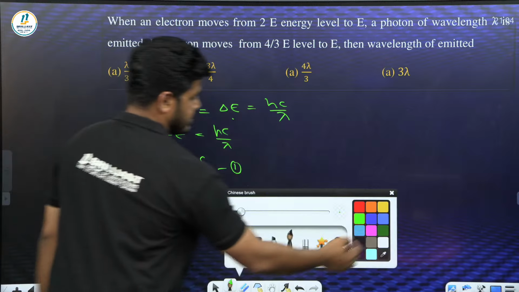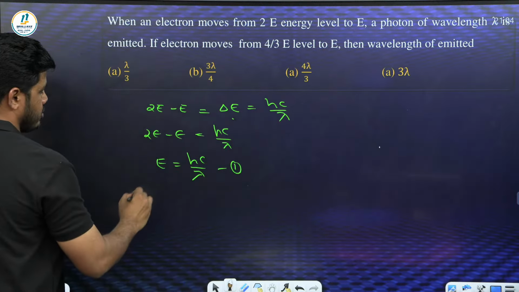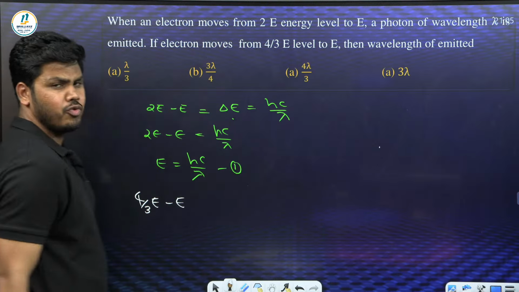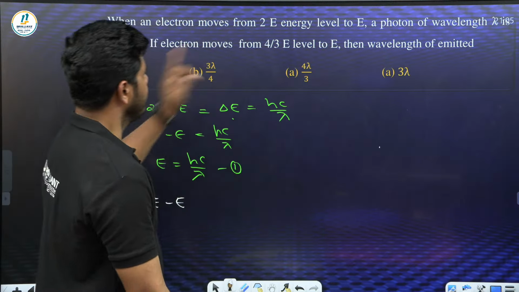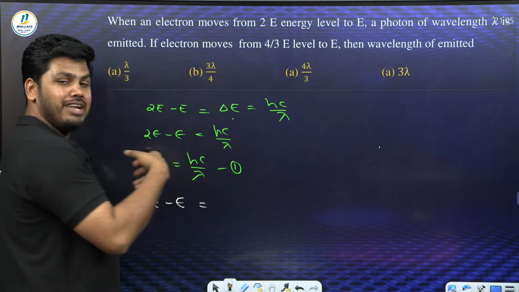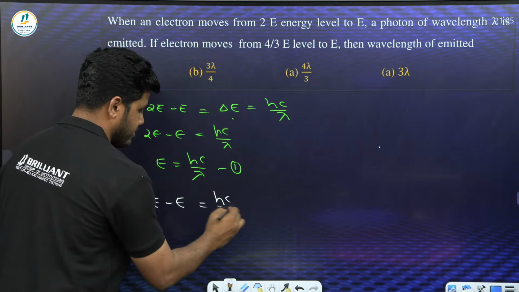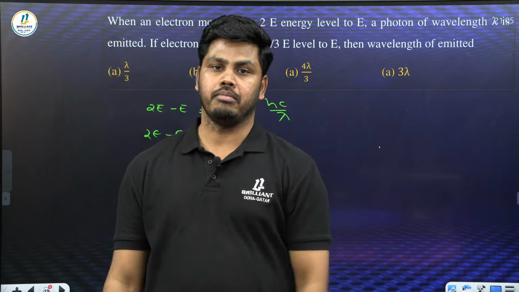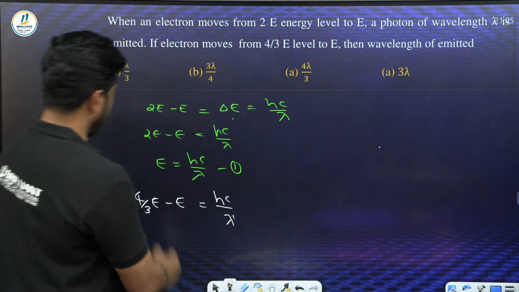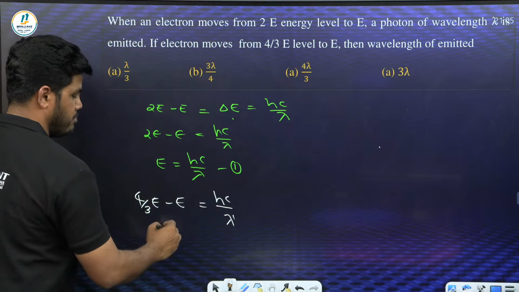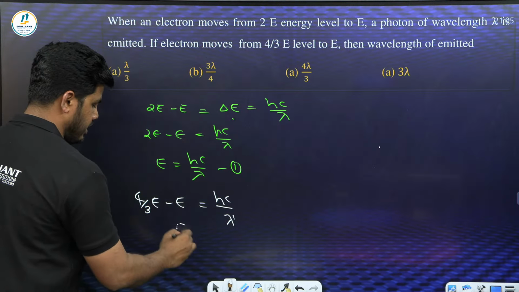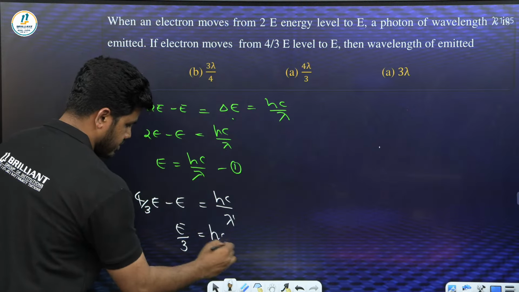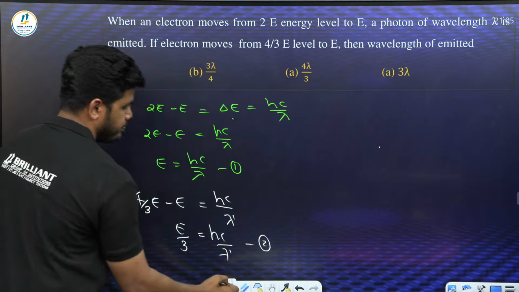Look at the second case. It is transmitted from 4/3E to E, according to the question. And what will be the new wavelength emitted? So hc by some lambda dash I'm going to take. We have to find lambda dash in terms of lambda. So how can you simplify the LHS? 4E by 3 minus E, which is going to be E divided by 3. E divided by 3 is equal to hc by lambda dash. Equation number 2. Take the ratio.